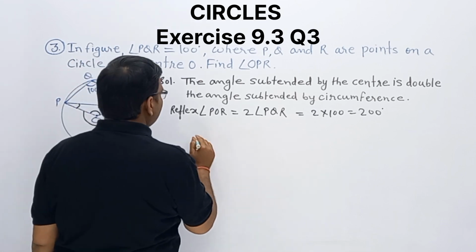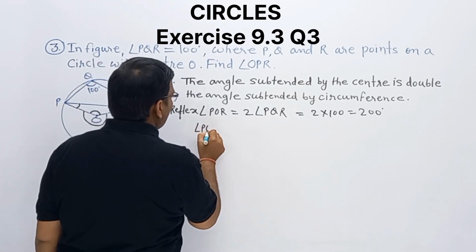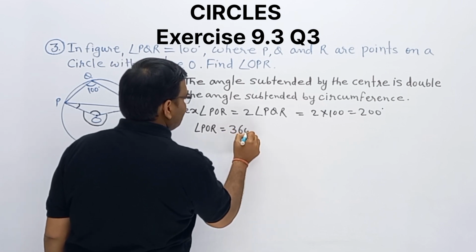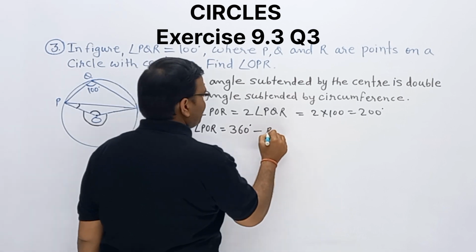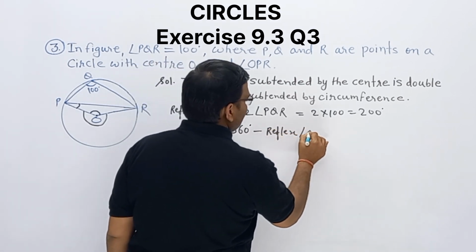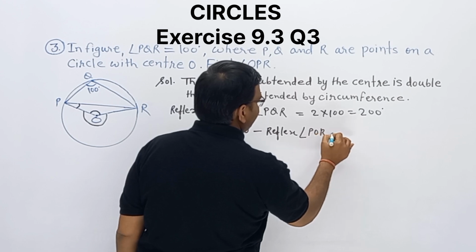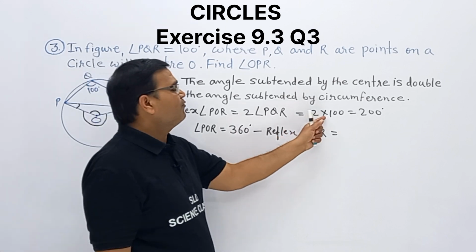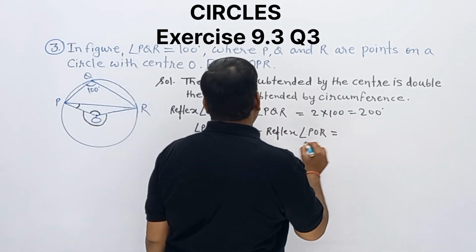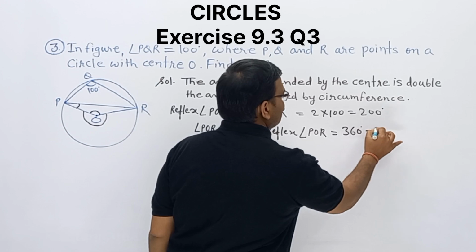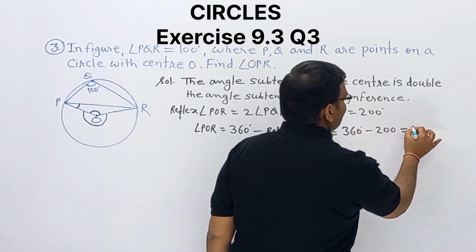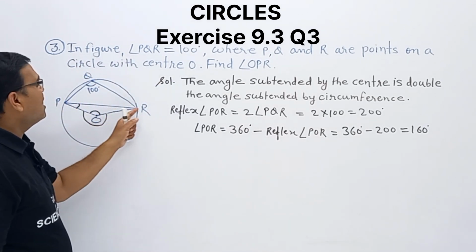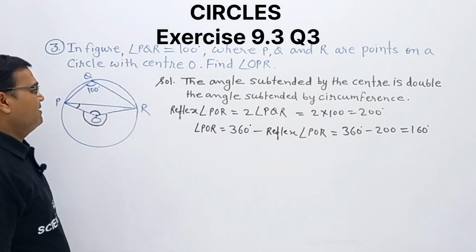Angle POR will be 360 degrees minus reflex of angle POR, and reflex of angle POR is 2 times 100, equal to 200. So 360 degrees minus 200, we get 160 degrees. So angle POR is 160 degrees. Clear?